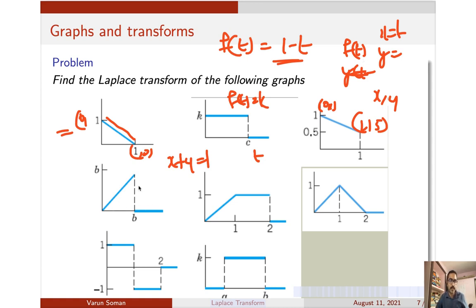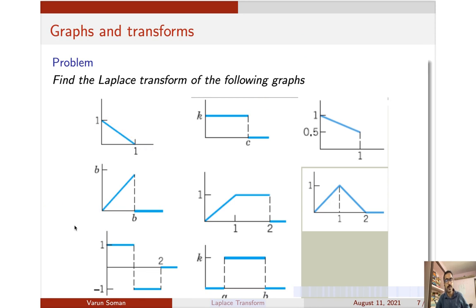In this problem you can see that f of t will be equal to t, where t varies from 0 to b. If you write this line, it is actually y is equal to x, where x varies from 0 to b, and everywhere else it is 0. So you can use that definition there, and we will have to find it directly. You can't use the table here because the functions are all piecewise defined functions. So these are some examples.